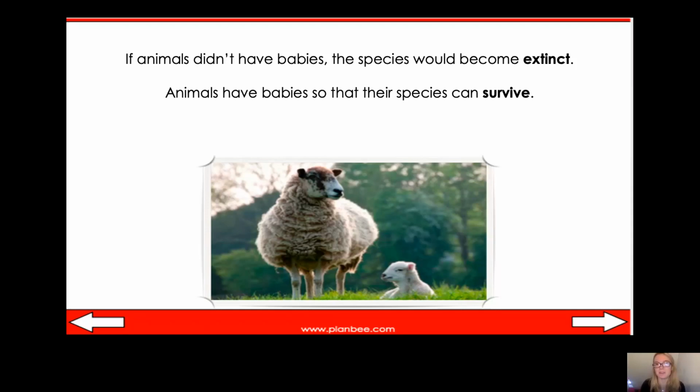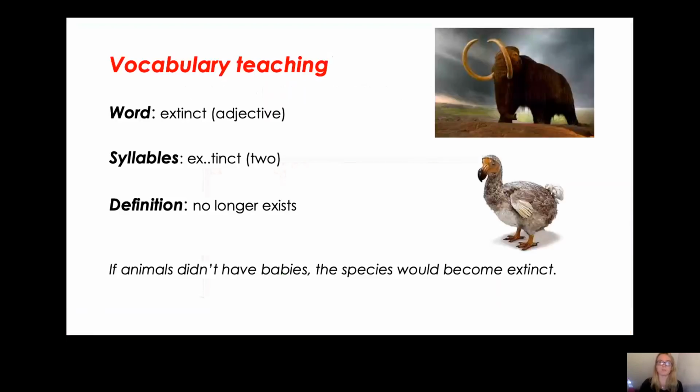Okay, let's see if you knew what extinct meant. So extinct is an adjective. If a species is extinct, it means that it no longer exists. Now, extinct has two syllables. Will you clap them with me again? 3, 2, 1, extinct. Okay, so if an animal is extinct, it means it's no longer around.